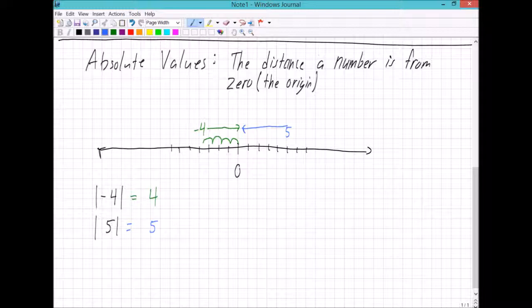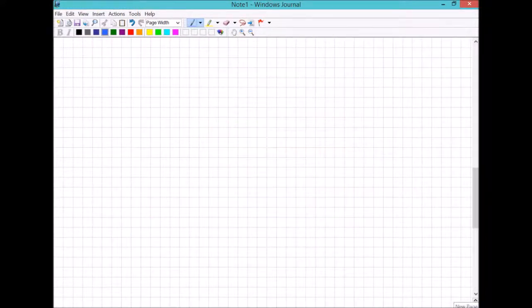Now a few questions for you to try on your own. What do you think the absolute value of -3 is? What do you think the absolute value of 7 is? And now, because they're our friends, I'm going to throw in some fractions. What about the absolute value of 1/2? What about the absolute value of -3/5? What do you think those guys are? Come back to class tomorrow with what you think they are.